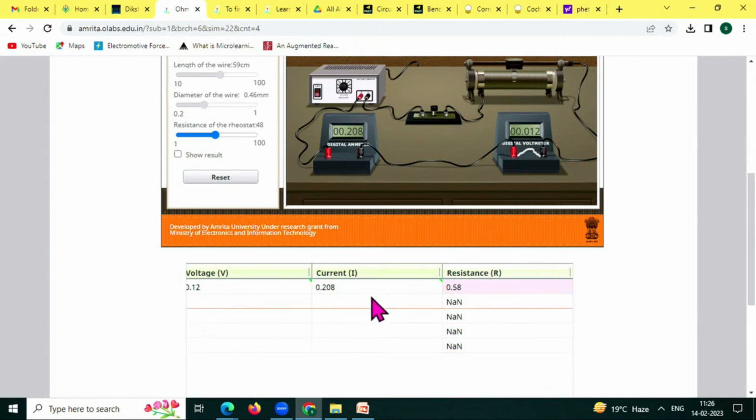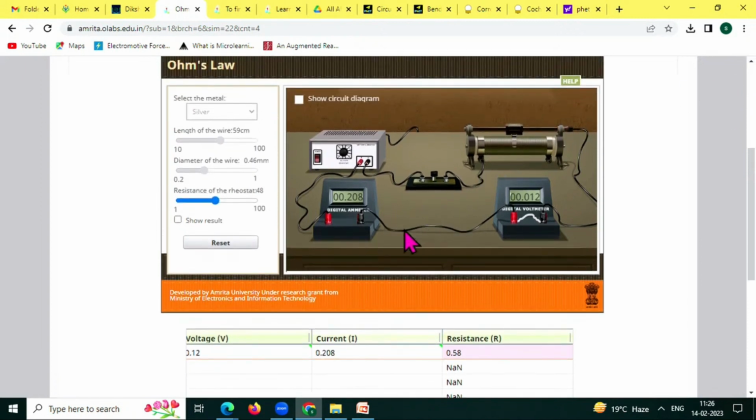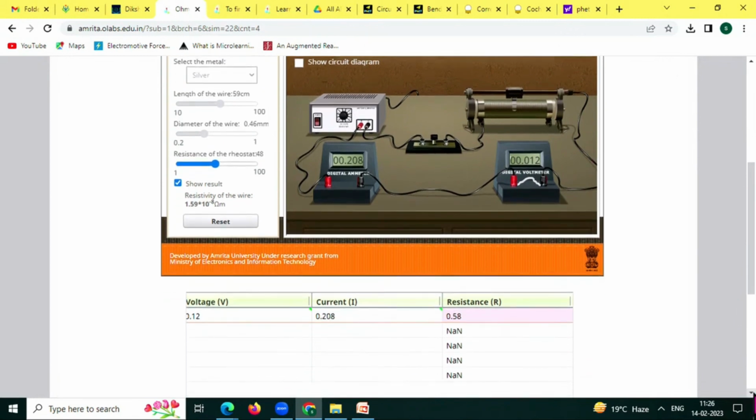Okay. In the same way we can increase the value of voltage, say let us change the value of voltage, and then we can keep on taking the readings. So, show result. In this way the resistivity of the wire is calculated, it is 1.59 into 10 raised to the power minus 8 ohm meter. But in order to perform the experiment fully, we need to take 5 observations and then take the mean of all the values, and then we draw the graph.